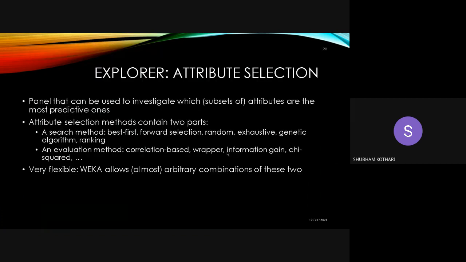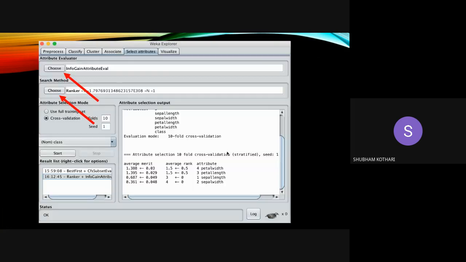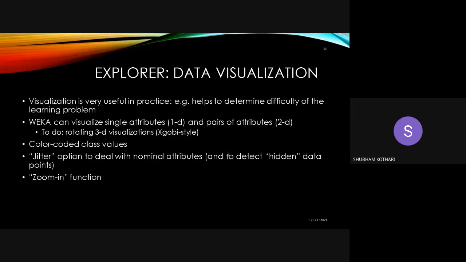Explorer, attribute selection. The panel can be used to investigate which subsets of attributes are the most predictive ones. The attribute selection method contains two parts: a search method, such as best-first, forward selection, random, exhaustive, genetic algorithm, ranking, and an evaluation method. Very flexible is that Weka allows arbitrary combination of these two, so that we can choose the attribute evaluator and the search method.